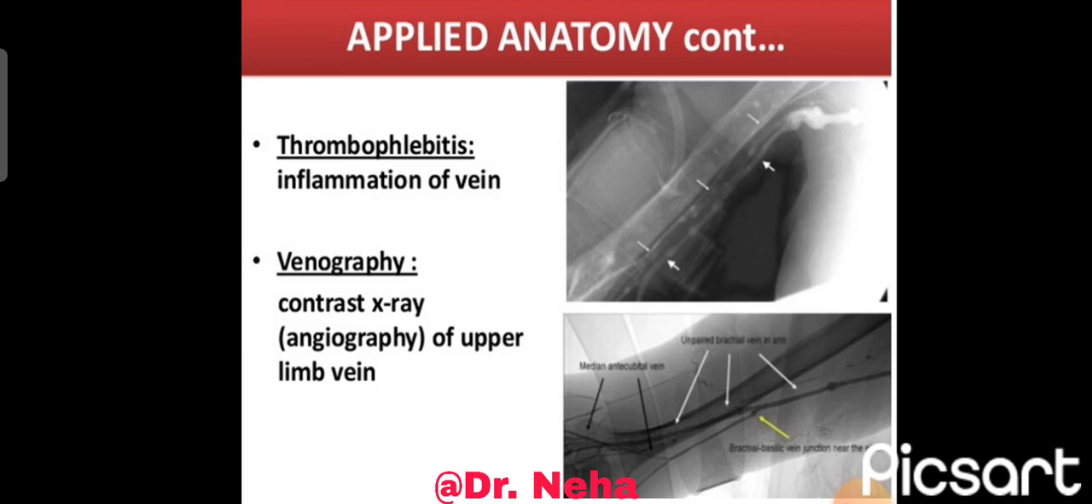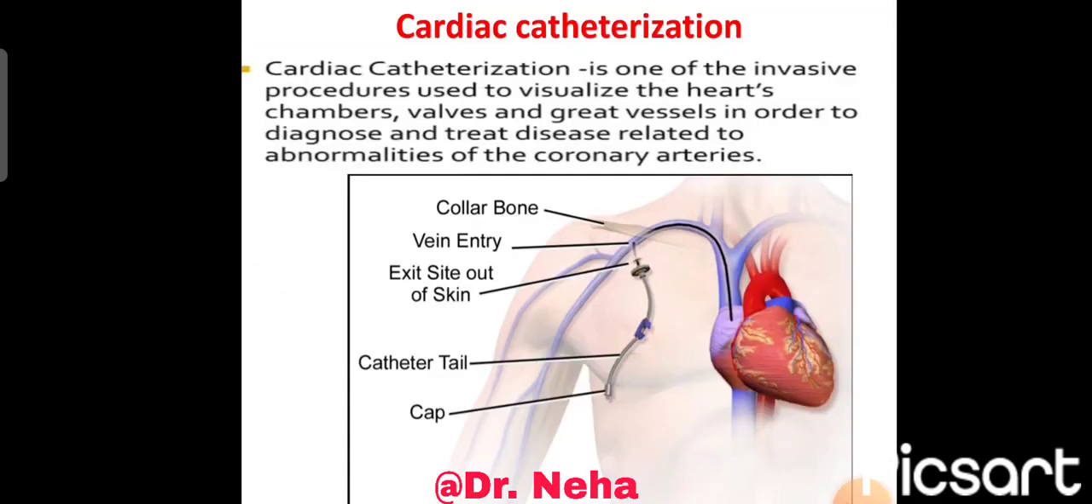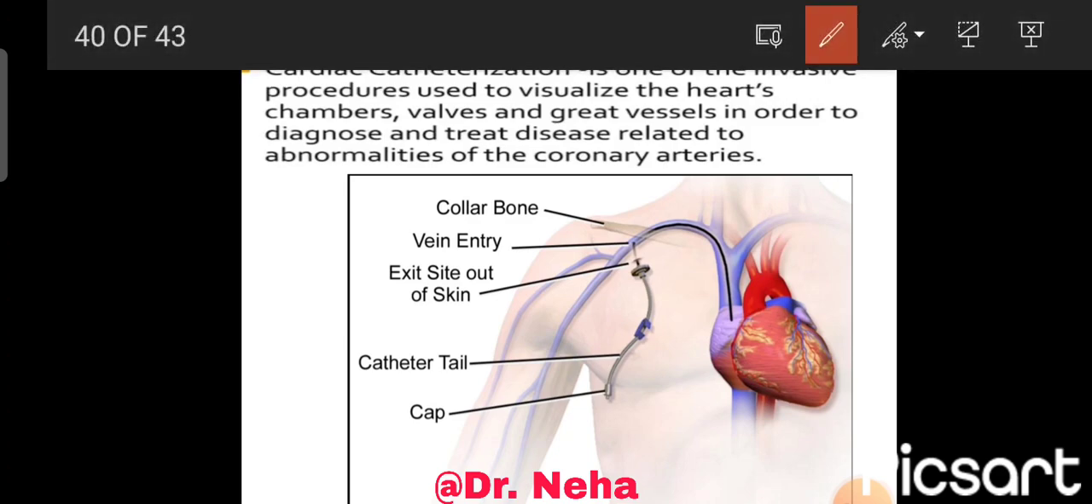Then we have thrombophlebitis, that is the inflammation of the vein. Then we have venography, that is the contrast X-ray or angiography of the upper limb veins. Then we have cardiac catheterization. This is one of the invasive procedures used to visualize the heart's chambers, walls and great vessels in order to diagnose and treat diseases related to abnormalities of the coronary artery. For this we use the axillary vein or basilic vein for inserting this catheter, that is the flexible tube.